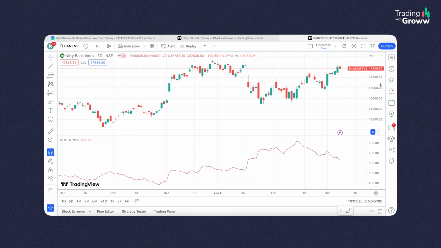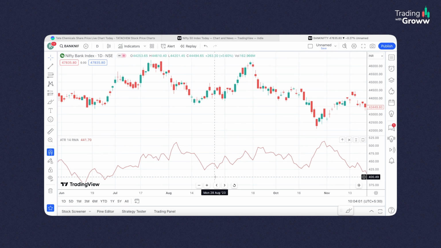So as per this indicator, whatever value you see is the expected value of the movement in Bank Nifty in the coming days. On a daily time frame, say currently Bank Nifty closed at 47,835 and the ATR level is around 640, which means Bank Nifty can either go up 640 points or go down 640 points in the next day. That is the expected range based on the ATR. This will give you the movement in absolute terms. So when you want to backtest, it will always show in absolute terms only.